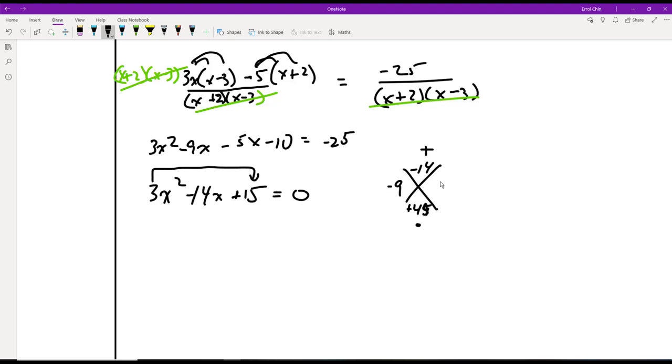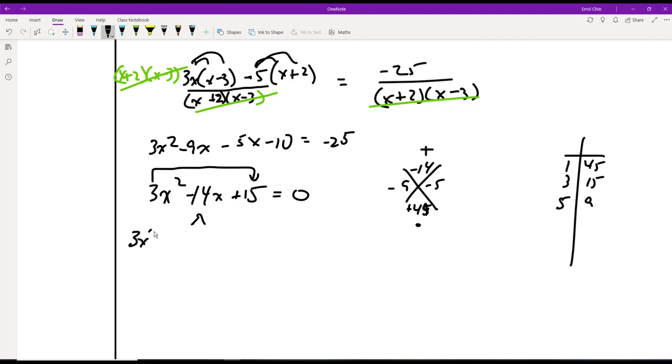3 and 15? No. Let's see. So I'm going to go through all the combinations of multiplying to 45. So it's going to be 1 and 45. That's not useful. 3 and 15. That's not useful. 5 and 9. Oh, there you go. 5 and 9. So let's see. Negative 9, negative 5. Perfect. And we use those two terms and we split up the middle term.